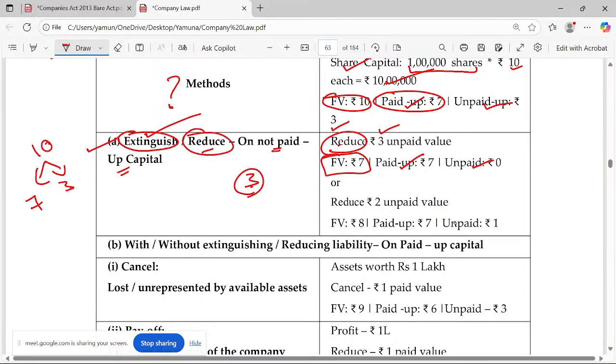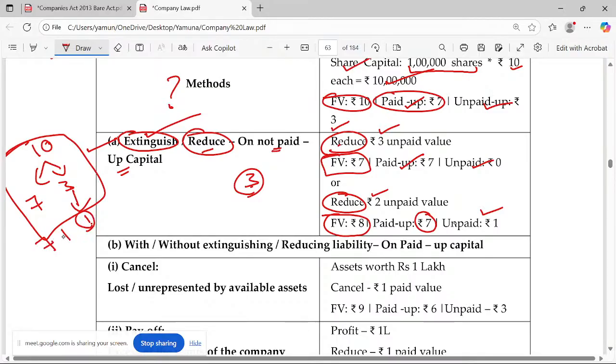You need not completely extinguish the liability, but instead a part can be reduced. Which means reduce not the whole 3 rupees unpaid value, but only 2 rupees. So now the face value becomes 8 rupees. The paid up value is 7 rupees, unpaid is 1. Earlier this was the original state. Now instead of 3, they are reducing 2, which means only 1 rupee is liable. 7 rupees already paid, then 7 plus 1 is 8 rupees, which becomes the face value.